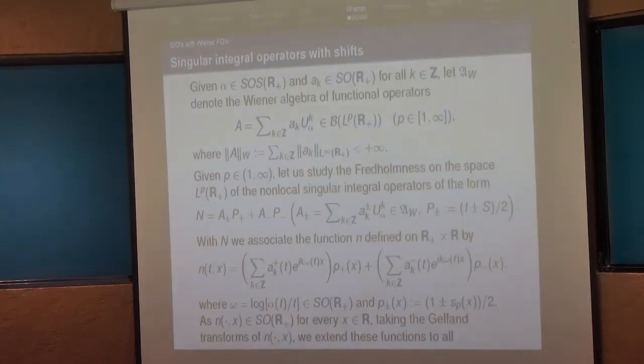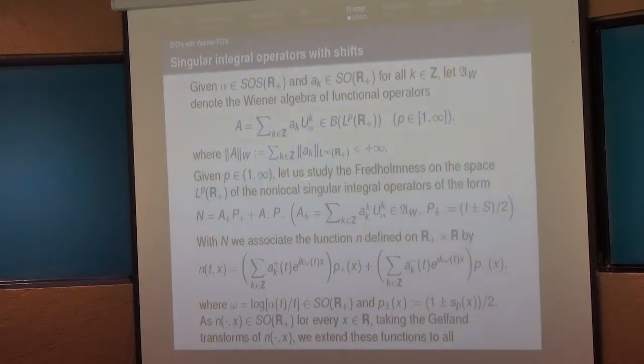Now another application. We consider complicated functional operators. Now we assume that the shift alpha is slowly oscillating, and the coefficients are slowly oscillating on the positive half line for all k integer, and we consider the Wiener algebra of functional operators. So this operator is represented by such a series with respect to powers of the shift operator. So it is a generalization of Fourier series, but as operators. And the Wiener norm, which is the series of norms of coefficients, is finite.